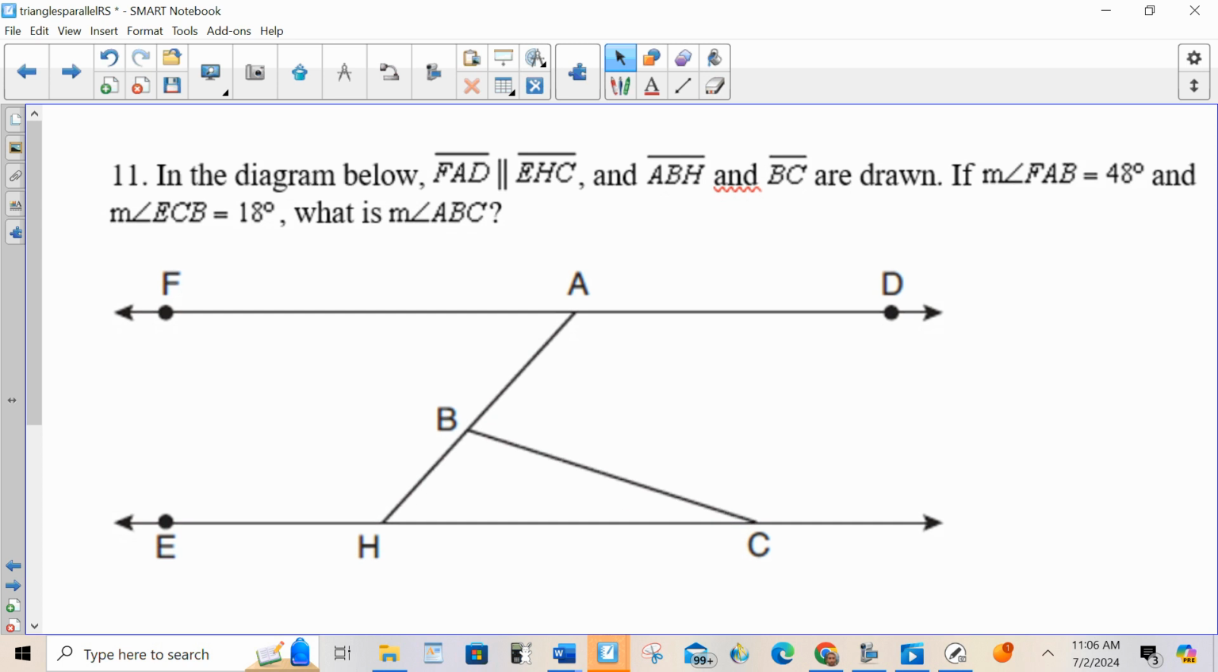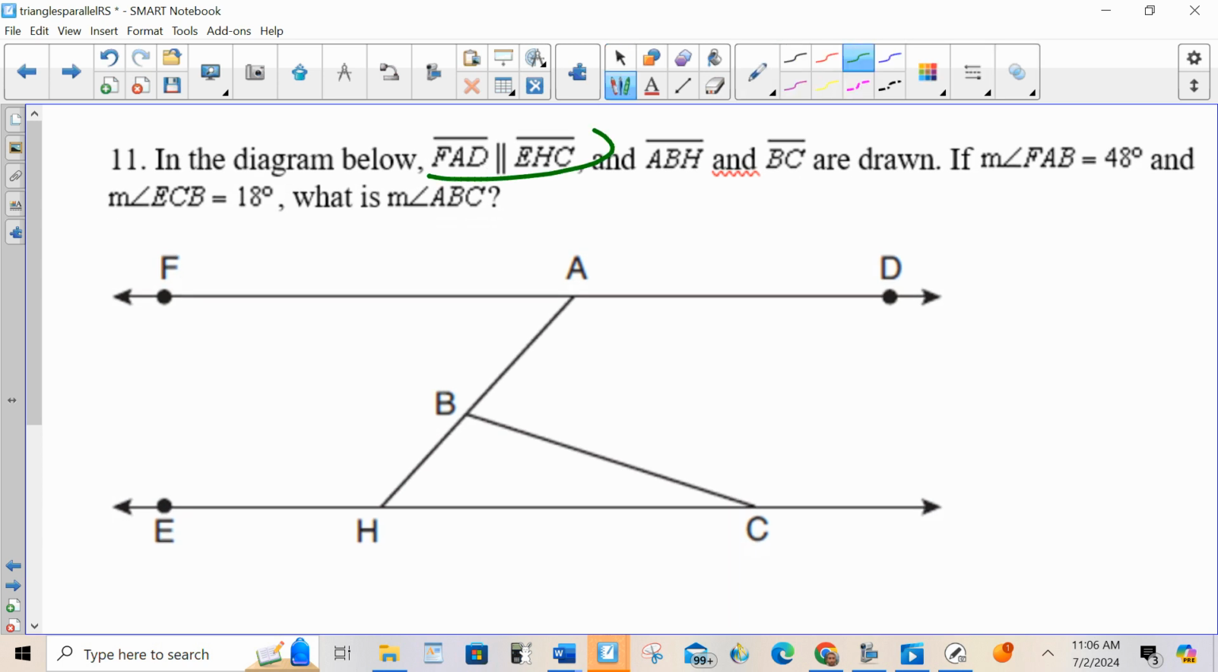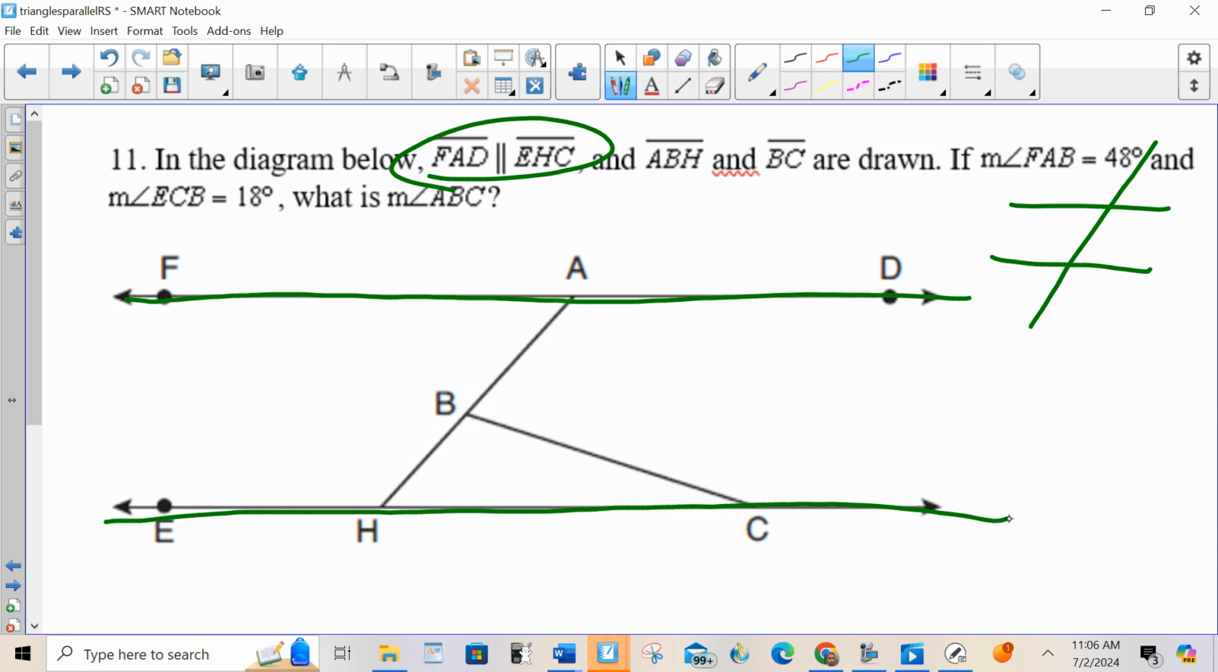We incorporate parallel into this. Whenever you see parallel, you want to think this picture. So we're going to extend our parallel lines. We're going to extend and follow our transversal. So if angle FAB is 48, well, if this angle is 48, then this angle is 48. And when I follow my transversal to where it hits the other parallel line, this is 48 and this is 48.